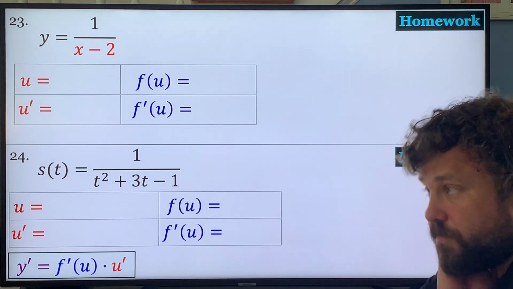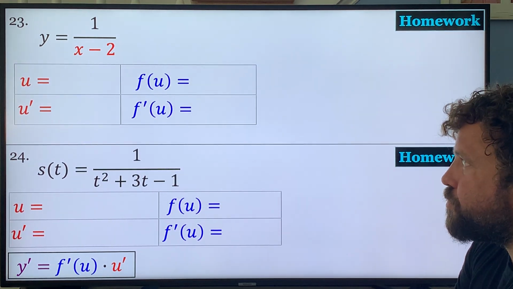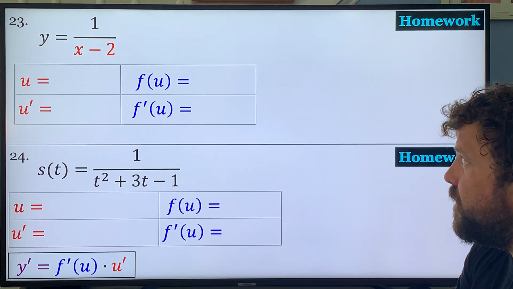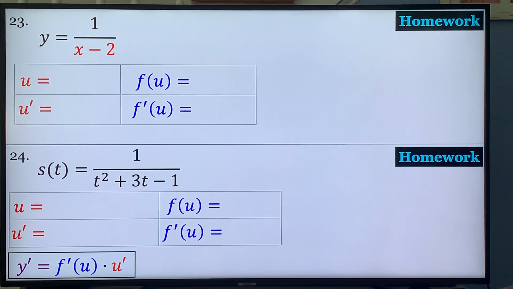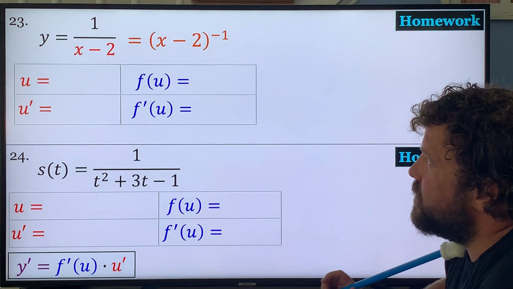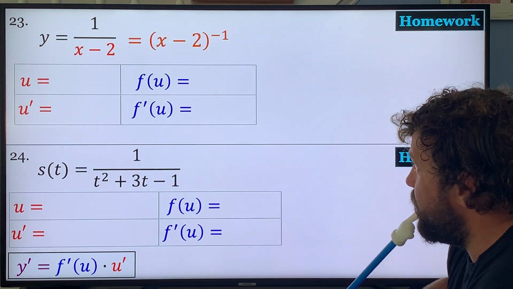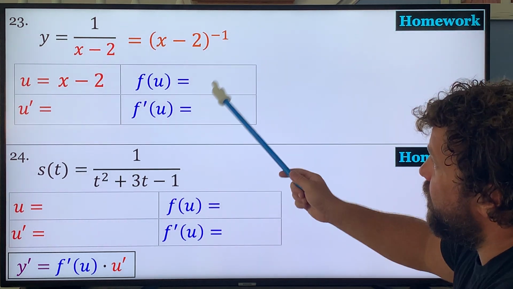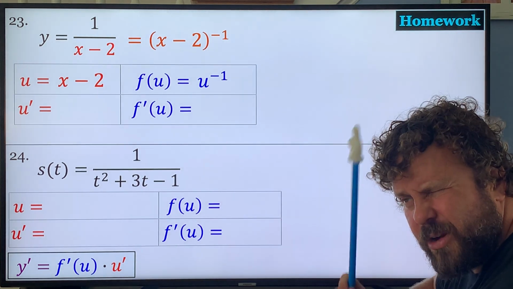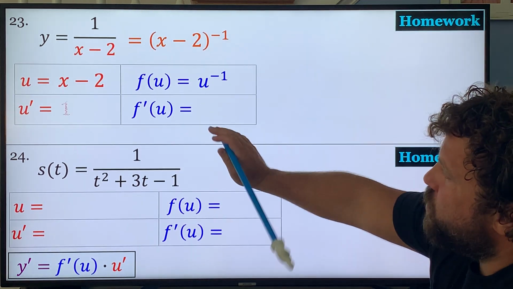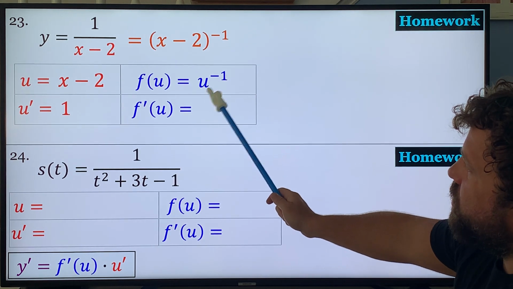Ooh, you had a lot of homework. Problem 23. Yes, you can use the quotient rule if you want, but let's just use the chain rule for these. U is the denominator because it's x minus 2 to the negative 1. So u is x minus 2, f of u is u to the negative 1. Sorry, not negative 1/2, negative 1. Derivative of this is 1. Derivative of this is negative 1 u to the negative 2.